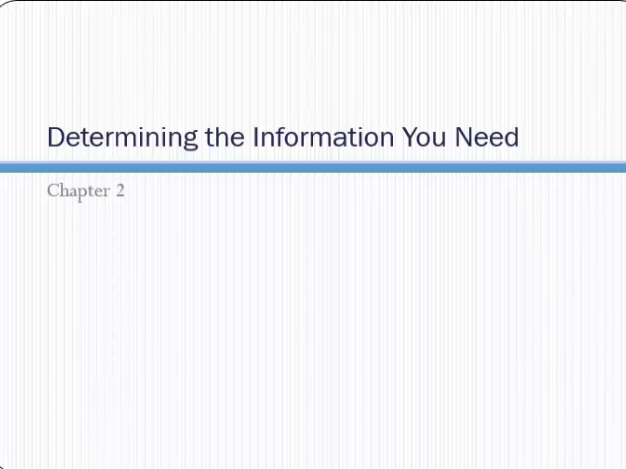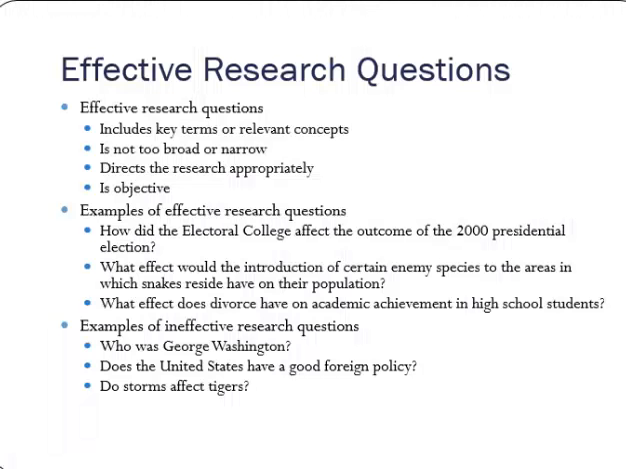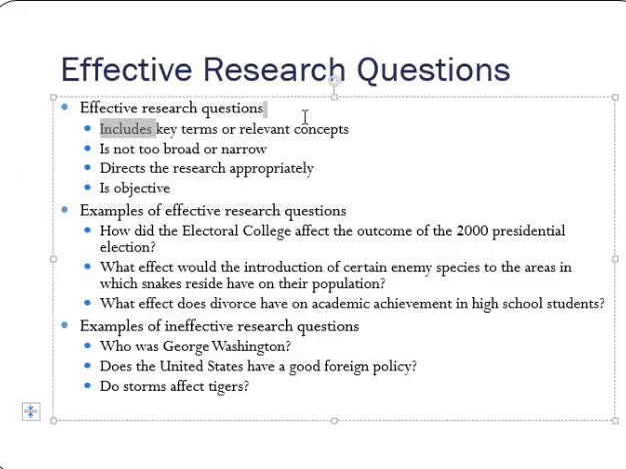The next chapter deals with getting information and determining the information you need. And the first step to determining the information is establishing research questions that are effective. In other words, research questions that are going to lead you to the answers that are going to solve your problem. So, an effective research question includes key terms or relevant concepts, is not too broad or too narrow, directs research appropriately, and is objective.